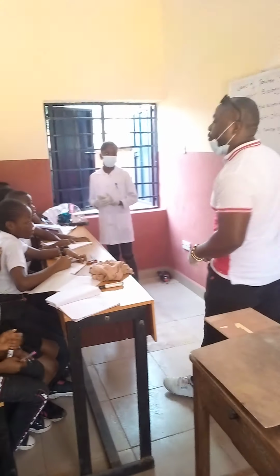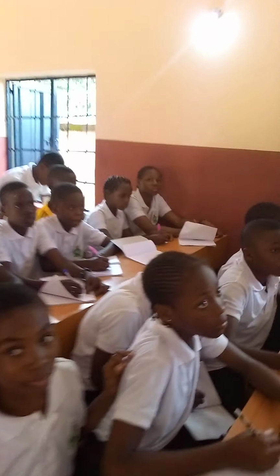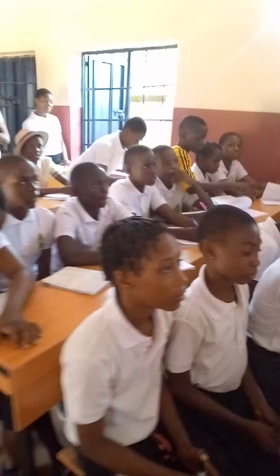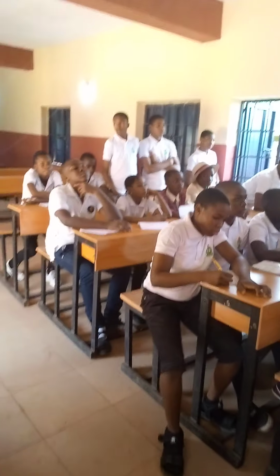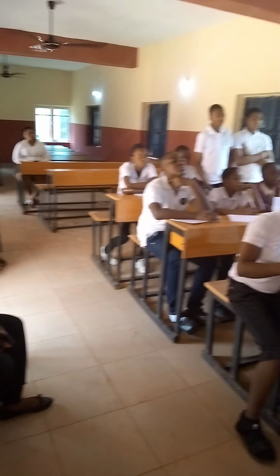Did you hear? Good. Now the topic of today's practical experiment is going to be on dissection of a bird. The bird we're going to be using is a chicken. Now the botanical name for chicken is what I wrote here, Gallus domestica.